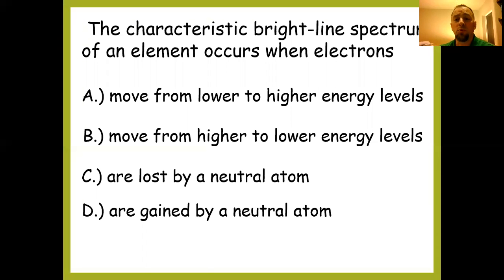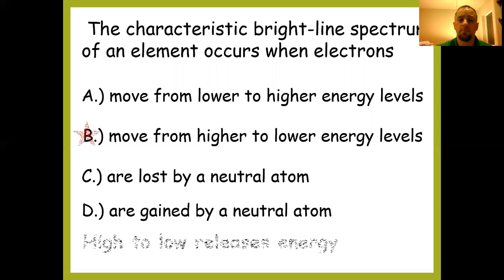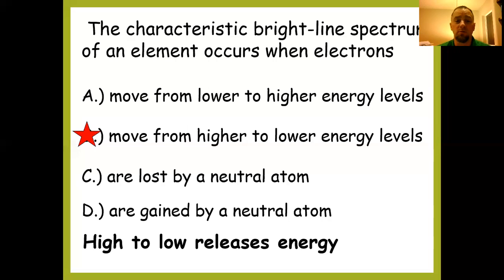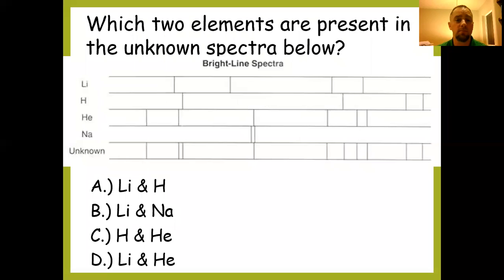So the characteristic bright line spectrum of an element occurs when electrons do what? Right, they move from higher to lower energy level. Okay, when they emit that light, that's an emission of energy. That electron loses that energy and moves to a lower energy level. So that high to low movement of the electron releases that energy.